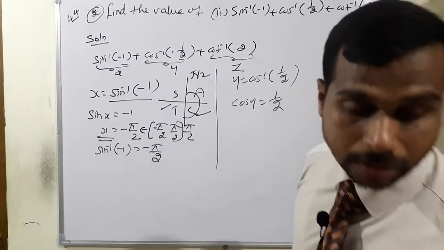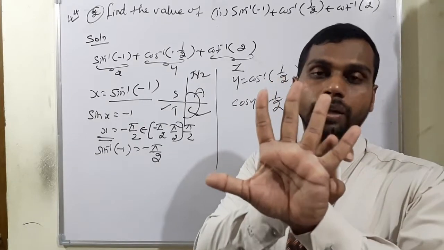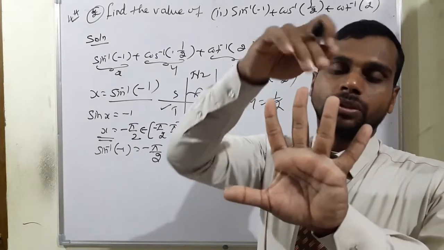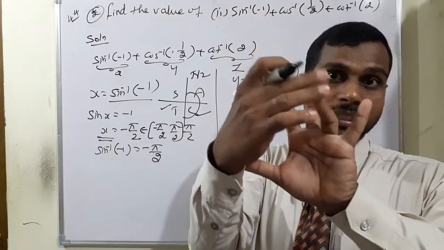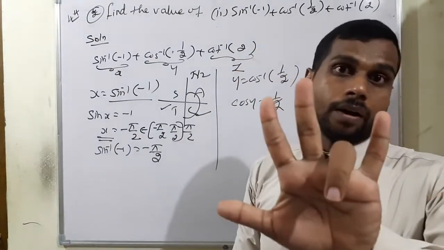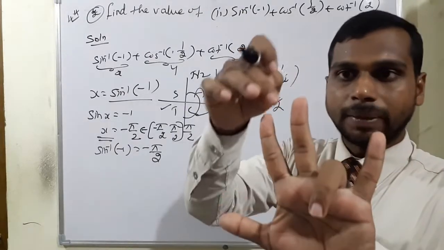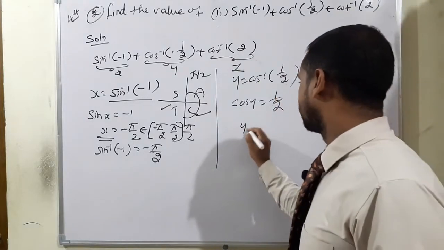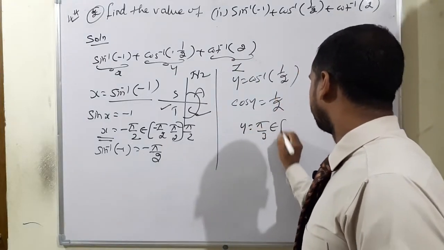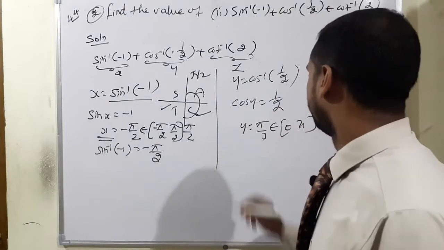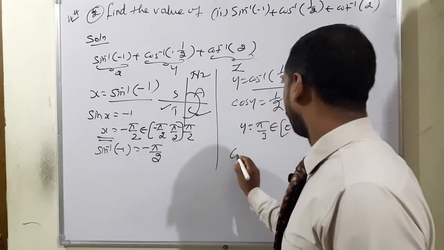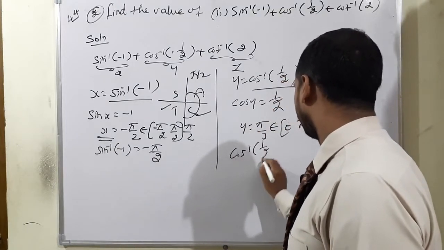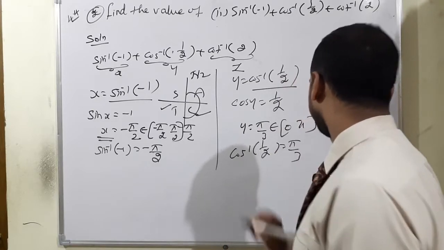So for a positive value of cos, what is the meaning? Number of finger count on the little finger side. But 1 by 2 means surely we can say this is considered for the ring finger. Ring finger means pi by 6, pi by 4, pi by 3. Therefore, y is equal to pi by 3. It belongs to 0 to pi. Y, what is the meaning? Cos inverse of 1 by 2. Therefore, cos inverse of 1 by 2 is equal to pi by 3.